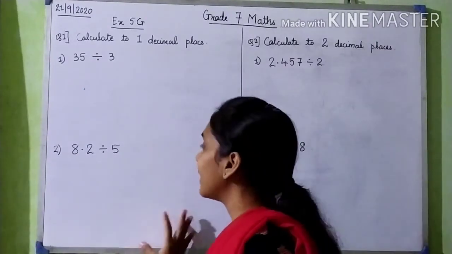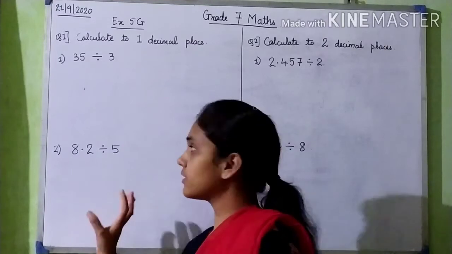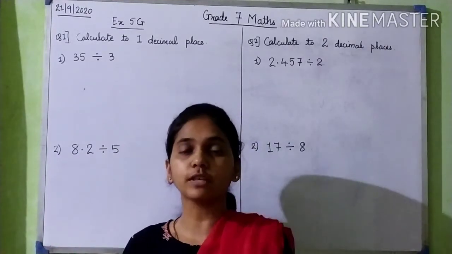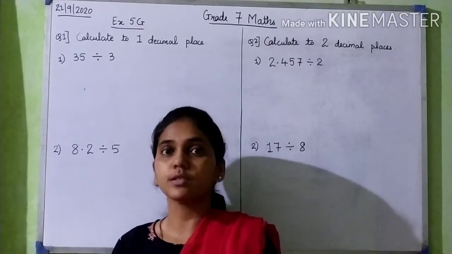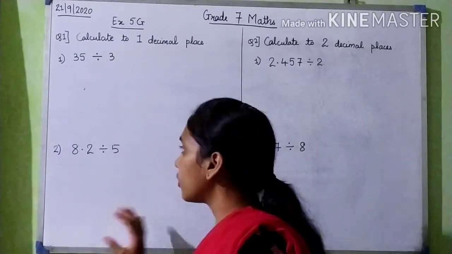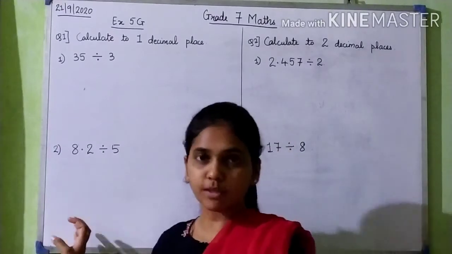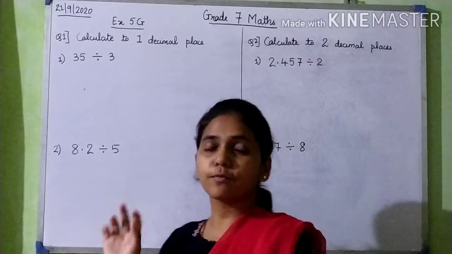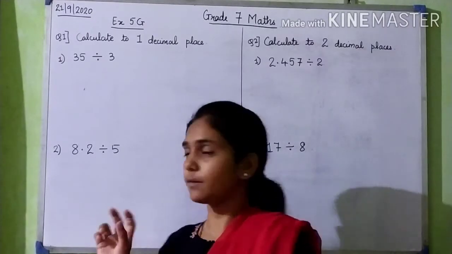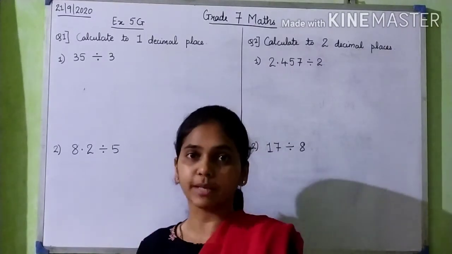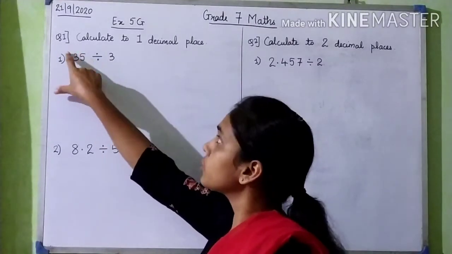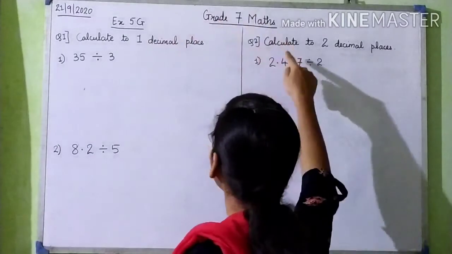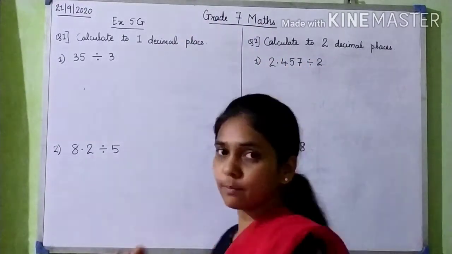So in this exercise, it is just a continuation of the previous exercise in which we had solved how to divide decimal numbers by whole numbers, right? Here also we are going to divide decimal numbers or whole numbers by other whole numbers, but here they have told us to divide up to a certain limit. Like in the first question they have told us calculate to one decimal place, and in the second, calculate to two decimal places.